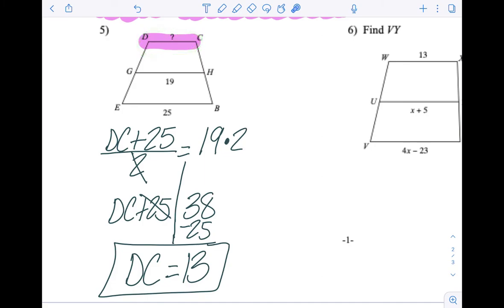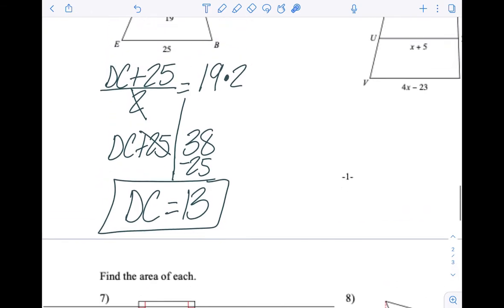EB 25 was base 2. I divided by 2. I moved 2 over by multiplying by 2. I got DC plus 25 equals 38. I move 25 over as minus 25. DC, 38 minus 25 is 13. Sorry about that.